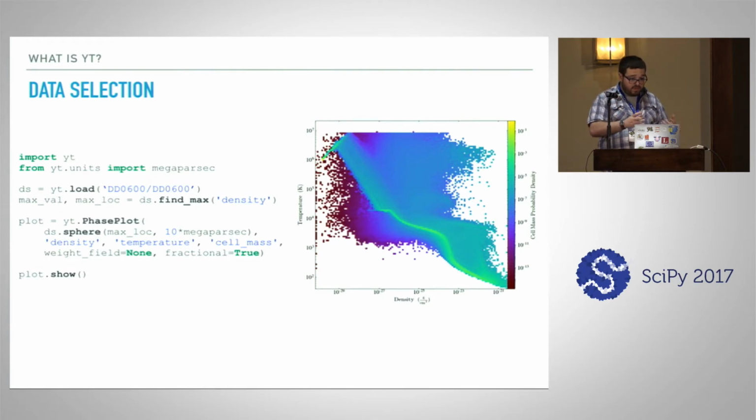We're also using the feature to select a subset of your data. Here we first find the maximum density location in the simulation. Then we create a sphere data object centered on that location with a radius of 10 megaparsecs.